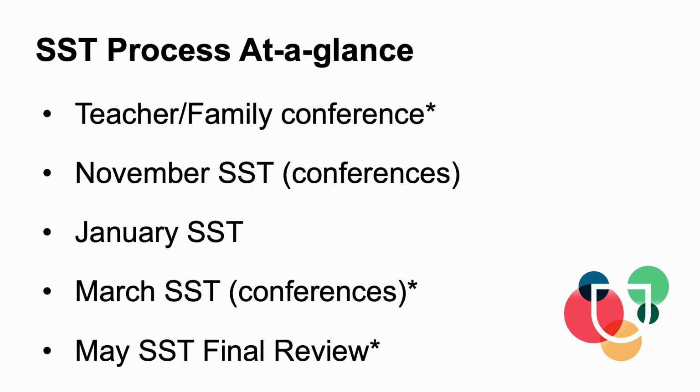This is an overview of the SST process timeline over the course of the school year. Asterisks indicate meetings where the parent is invited to attend. Parent attendance is key to the process because it provides their insight into the student's strengths, progress, and further needs that may not always be evident at school. Schools will typically accommodate parent participation by phone or WebEx if an in-person meeting does not work for the family. Interpretation services will be provided as needed.